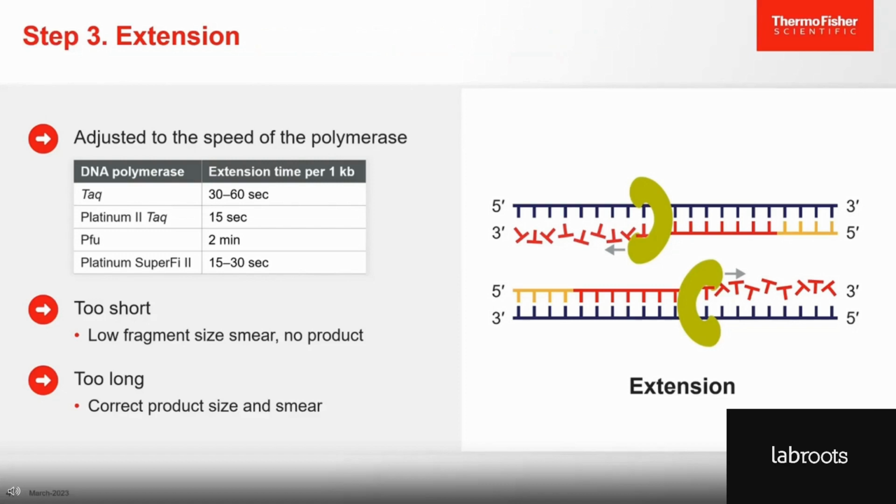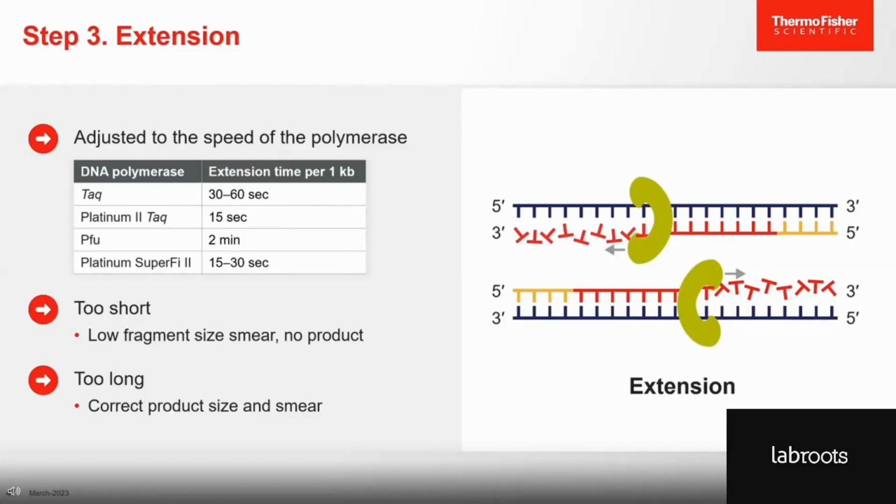Once the primers have annealed, they serve as the starting point for the DNA polymerase and are extended so that the complementary strand is formed. In order to do this over the required distance, the DNA polymerase needs some time. How much time is needed? That depends on the speed of the polymerase used.